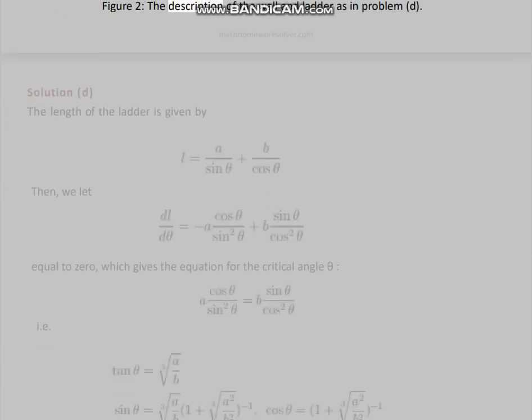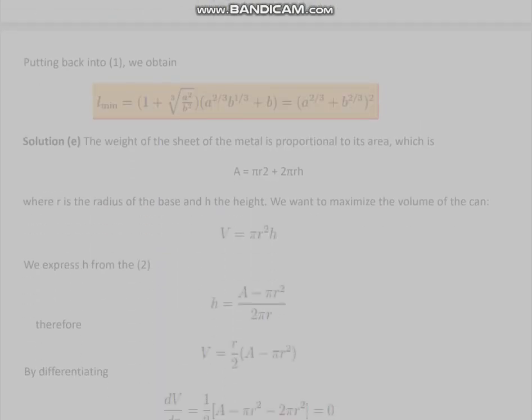Figure 2. The description of the wall and ladder as in problem D. mathhomeworksolver.com. Solution D. The length of the ladder is given by, then we let the derivative equal 0, which gives the equation for the critical angle theta. mathhomeworksolver.com. Putting back into 1, we obtain.